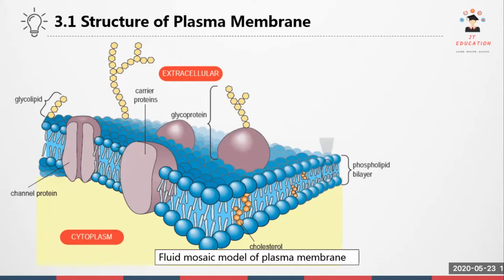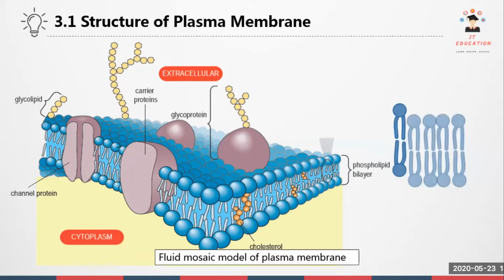This is the model or the figure of the plasma membrane, and it is called the fluid mosaic model. It was proposed by a scientist many years ago, and is still acceptable until today. So the plasma membrane is made up of phospholipid bilayers, which means 2 layers of phospholipids, like this. So this is a phospholipid, and this is a phospholipid bilayer. The phospholipids arrange side by side to form a plasma membrane, just like the picture.